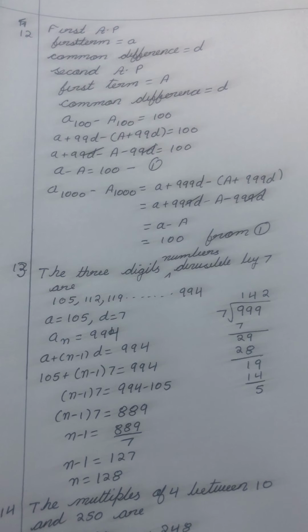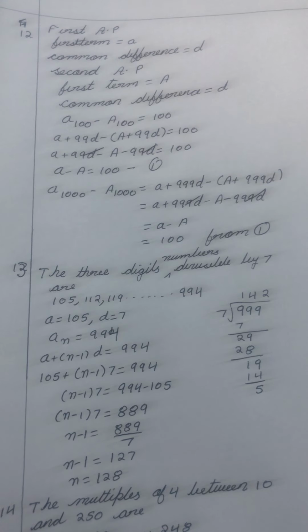Question number 12: in two APs the common difference is same, and the difference between their 100th terms is 100. We have to find the difference between their 1000th terms. Two APs have the same common difference. The difference between their 100th term is 100. What is the difference between their 1000th term?